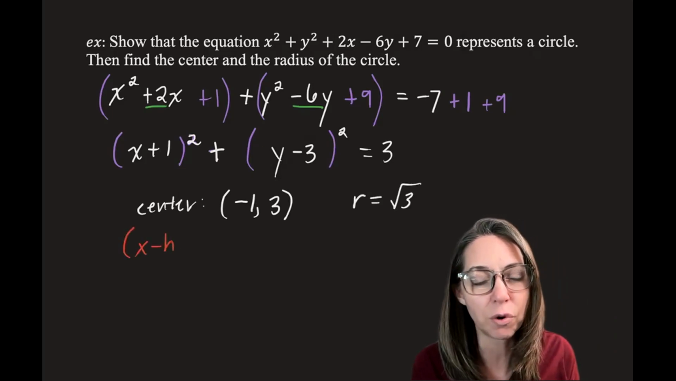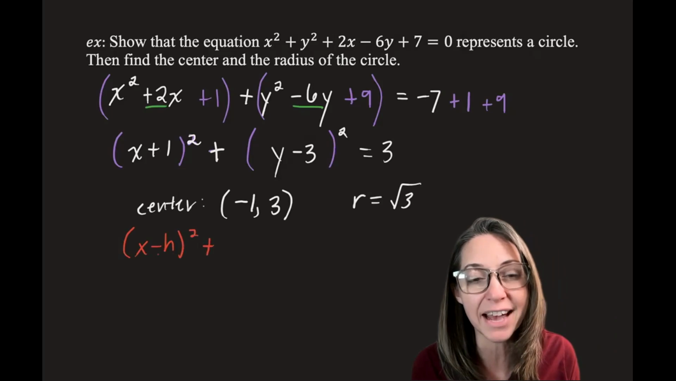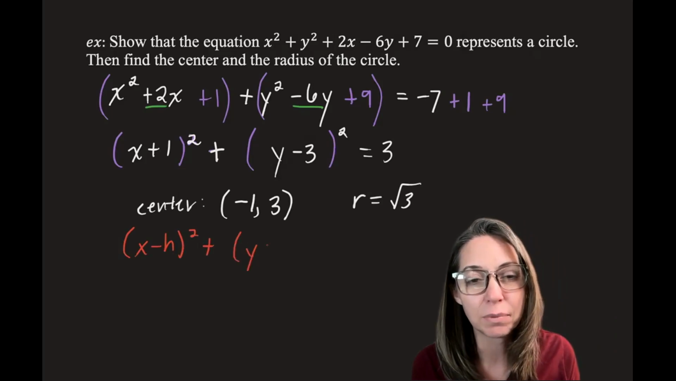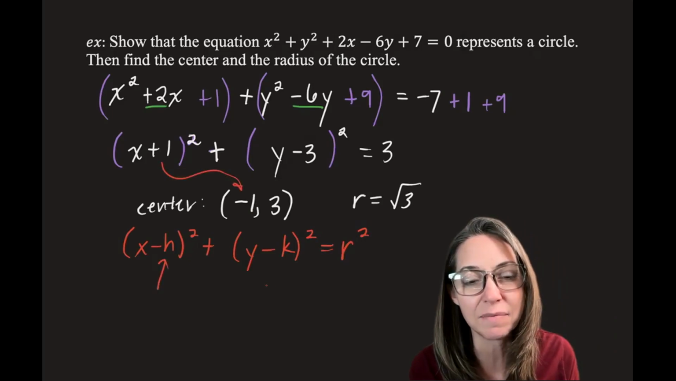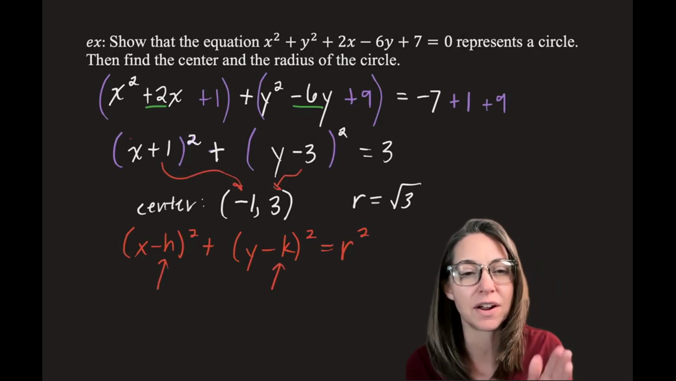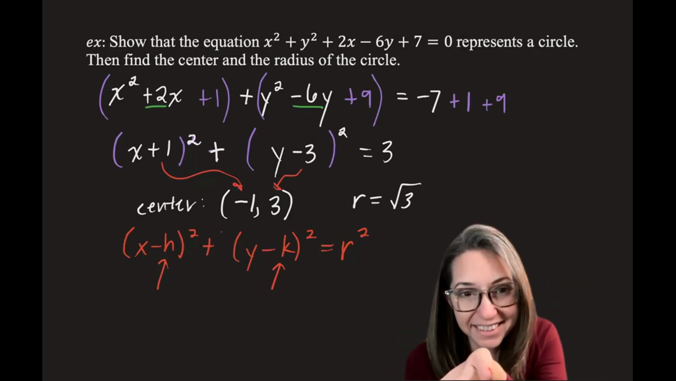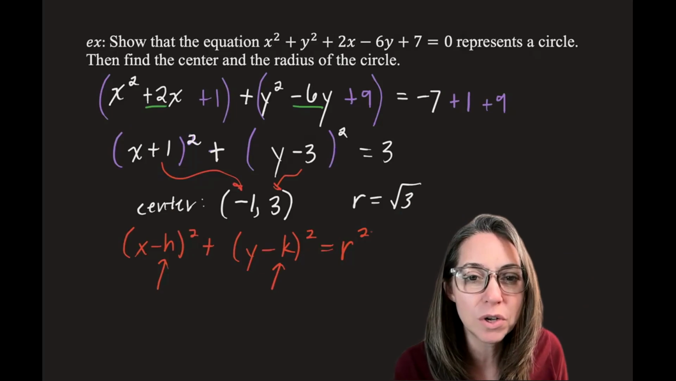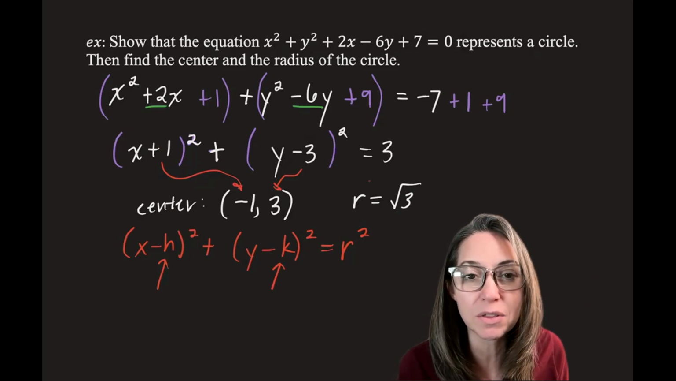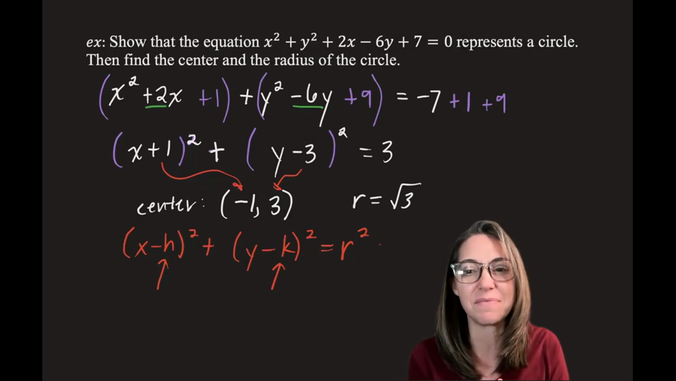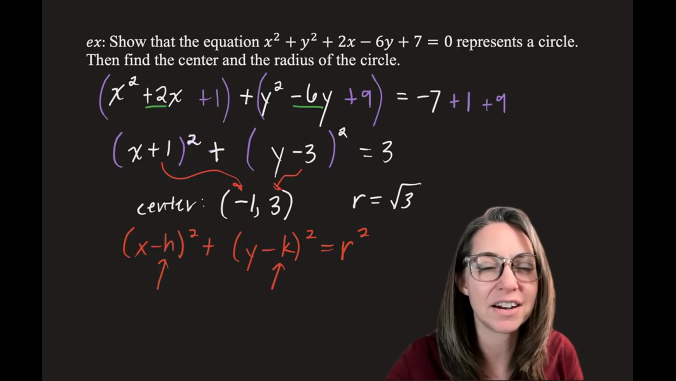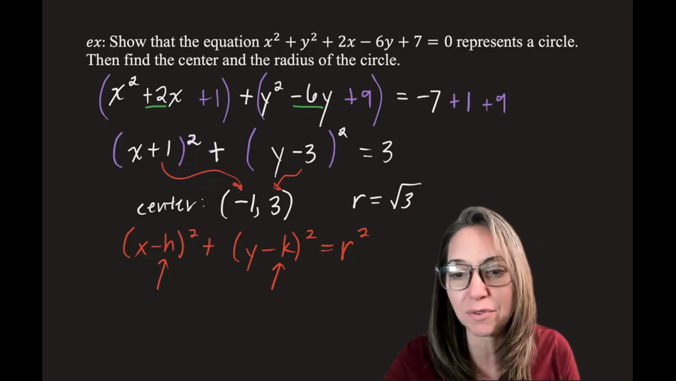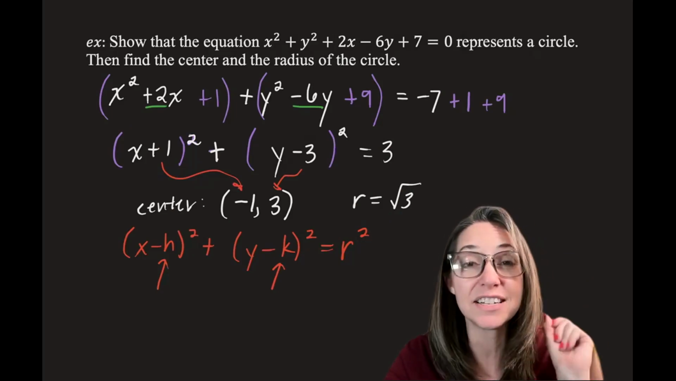So the standard form of a circle that I'm pulling from is x minus h all squared plus y minus k all squared equals r squared. Because that formula has a minus, that's why you change the sign. x minus negative 1 would correspond to x minus h. And we take the square root of what's on the other side, because the radius squared is equal to 3, so the actual radius is the square root of 3. All right, that's how we show that an equation represents a circle and find its center and radius.